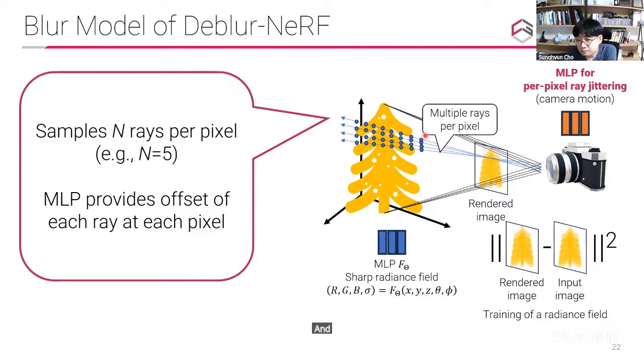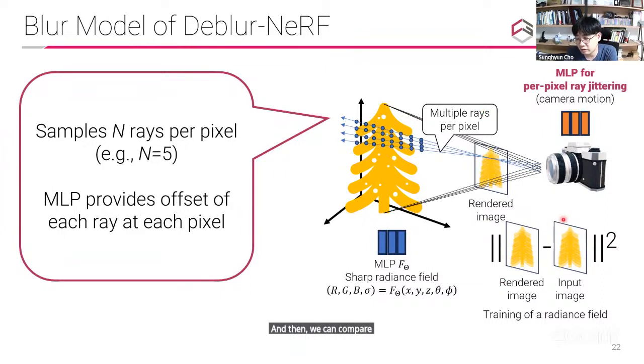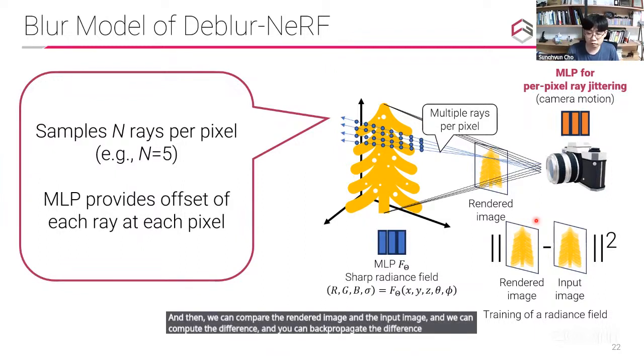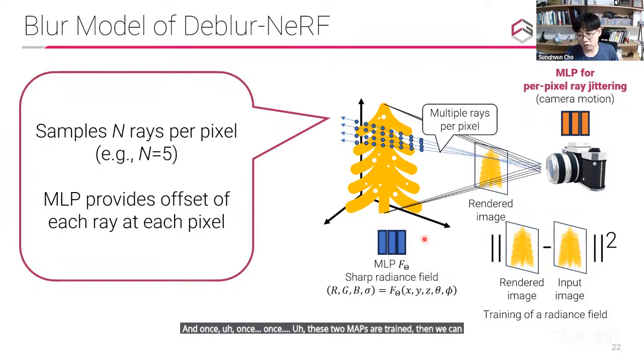And by averaging pixel values from multiple rays, we can render blurred images like this. Then we can compare the rendered image and the input image, compute the difference, and backpropagate the difference to train both of this MLP and this MLP. So these two MLPs are trained in an end-to-end fashion. And once these two MLPs are trained, we can simply use this MLP to render sharp novel views.